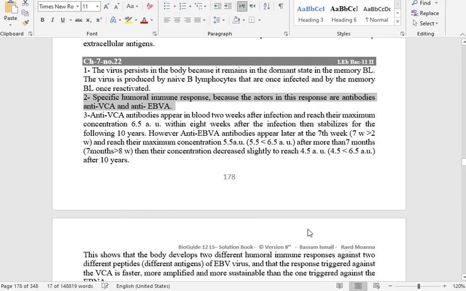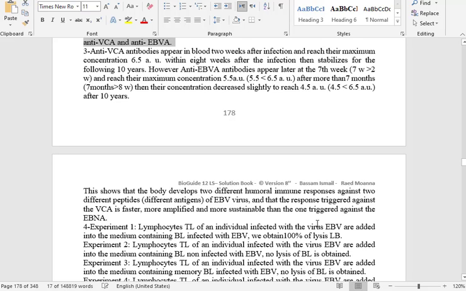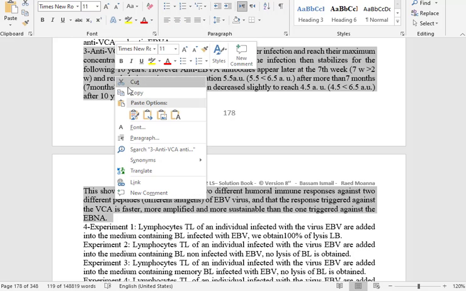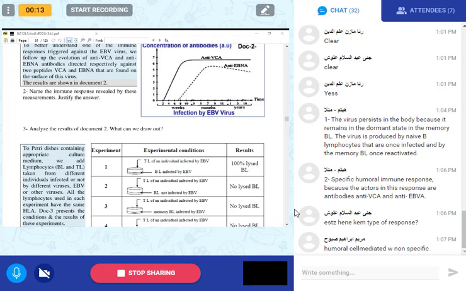Type. What can I conclude? I can conclude that the body develops two humoral immune responses against two different peptides, where the response triggered against VCA is faster, more amplified, and remains for a longer time. صح؟ بعد analyze type of response هن two يا جماعة، humoral بالانتيبوديز وcellular بالT8.